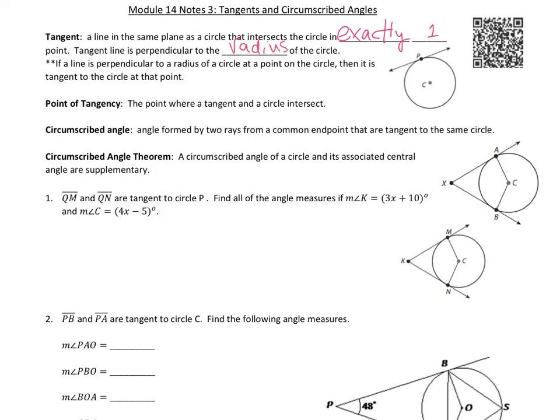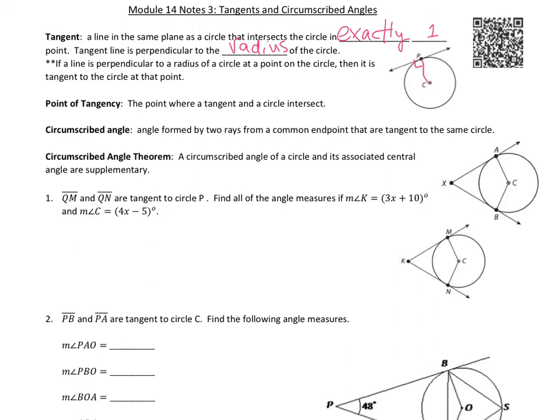And one thing you just want to remember is that if a line is perpendicular to the radius and it goes through a point on the circle, then that means that that line is tangent to the circle. So sometimes you may not know if that is the tangent line, but if you know that the radius is drawn on it and it is perpendicular to that line, then it is a tangent line as well.